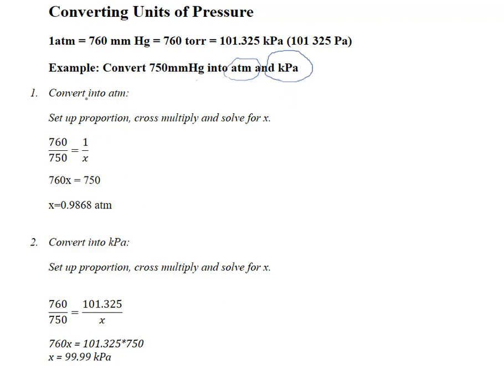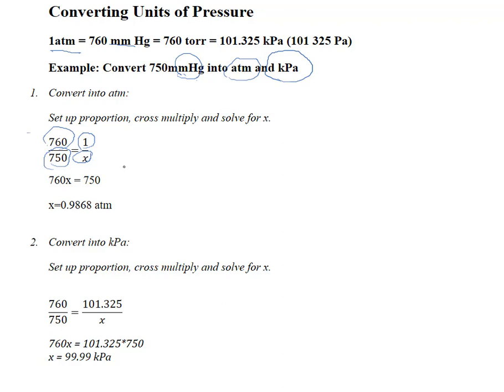To convert into atmospheres, and in any case, what you want to do is start by setting up a proportion based on the known ratio between the two units of pressure you're comparing. So we are starting here with millimeters of mercury, and we want to convert to atmospheres. So our known ratio is 760 is equal to 1. And then to set up a proportion, we're looking for atmospheres, so that becomes our X, and then our known pressure that we have is 750.